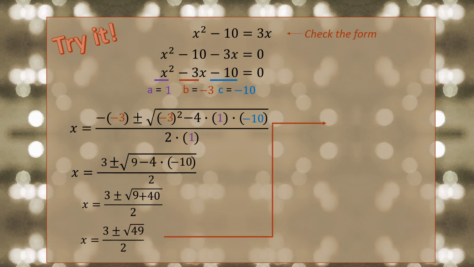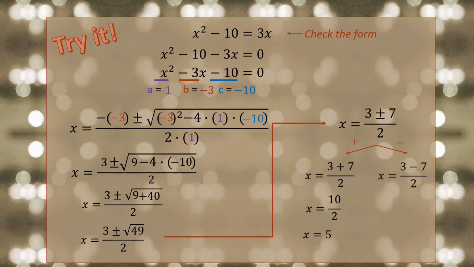Now the square root of 49, we know that is actually equal to the value of 7, because there would have been a set of 7s. From here you have your plus or minus signs. The plus version would give you x equals 3 plus 7 all over 2. 3 plus 7 is 10. 10 divided by 2 is 5. The minus version would have been 3 minus 7 all over 2, which gives you negative 4 over 2, which does reduce to negative 2. And so your two solutions should have been 5 and negative 2.